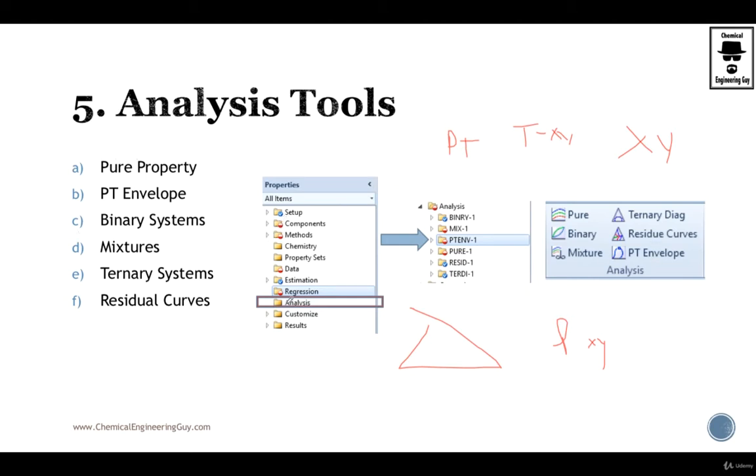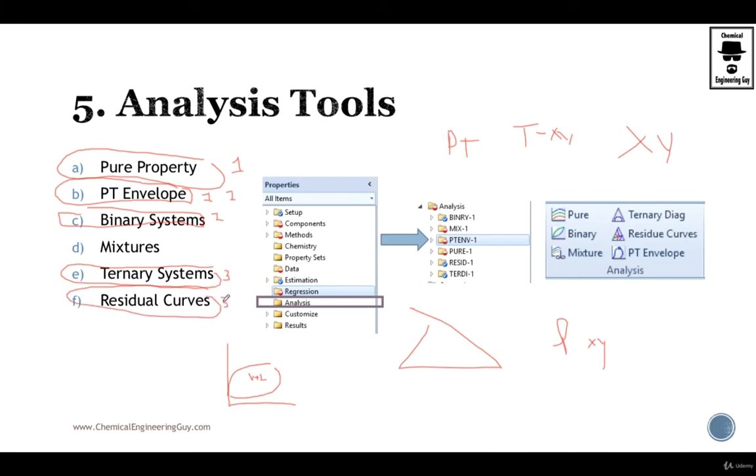Now we got 6 analysis tools. This very first one works for pure properties, so we just need to state one component. Then comes the PT envelope, which technically can model one component, but obviously we will prefer to use 2 in order to create the vapor liquid bubble or envelope. Then we start with binary systems, which is only for 2 species. Then we start with ternary systems, which is only for 3 species, and the residue curves for the systems. Finally, the mixtures, which can be modeled from 2 up to whatever amount you can select. So we're going to use plenty of them.